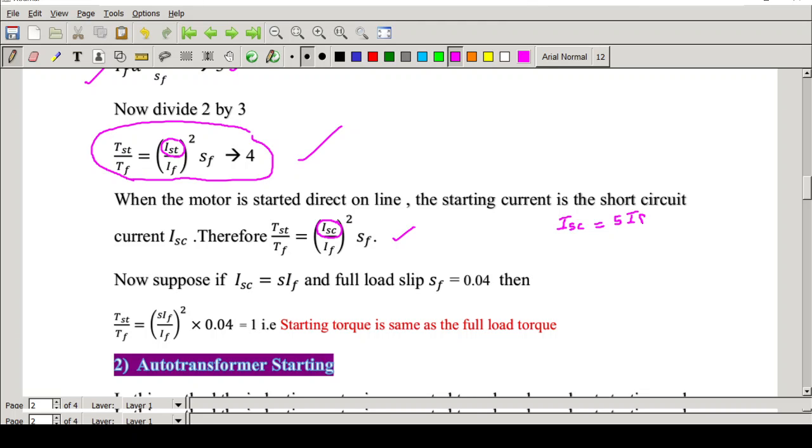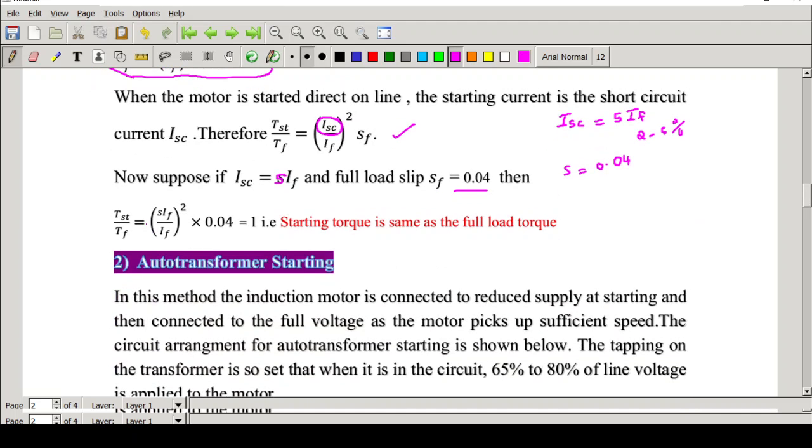And I am also taking the slip as 0.04, because you know the value of the slip is between 2 and 5%. So I'm taking it as 4%. Substituting these values, the short circuit current ISC is 5 times the full load current, and the slip is 0.04. To see what the torque will be, we get the starting torque, and TST by TF is equal to 1, which means the starting torque is the same as the full load torque.